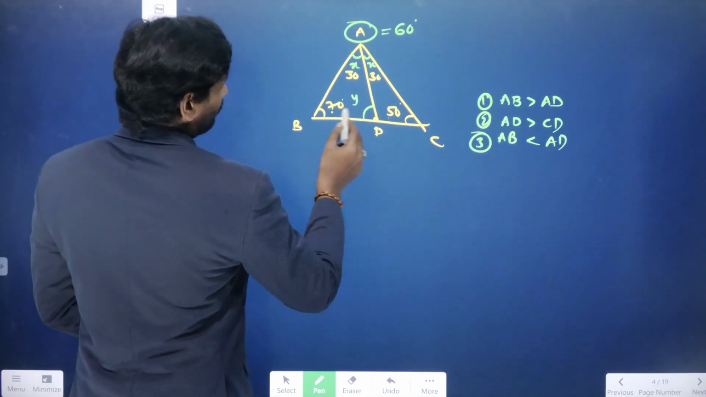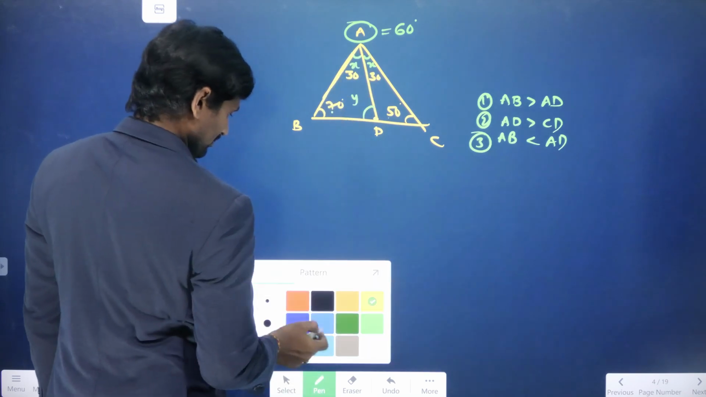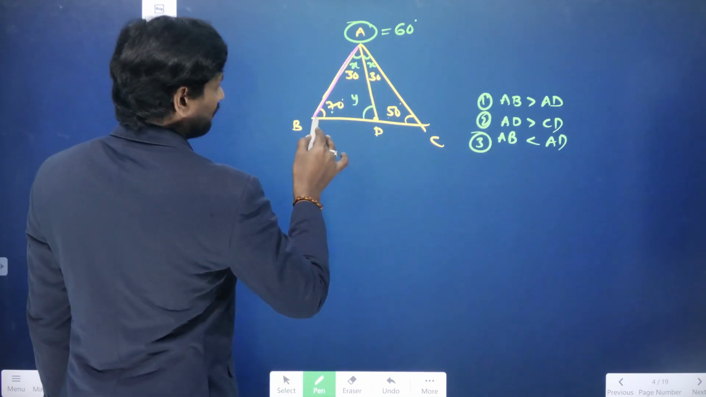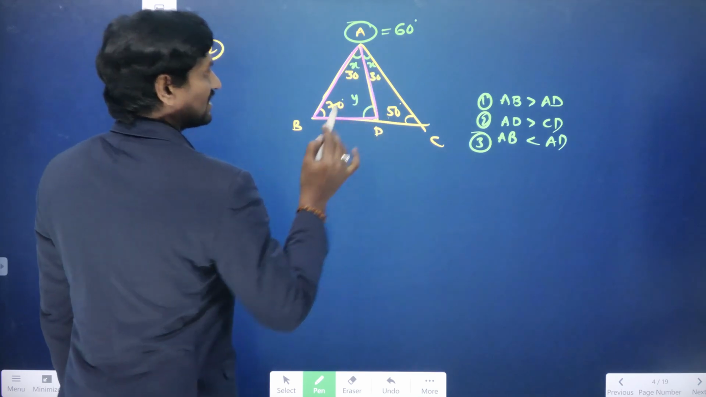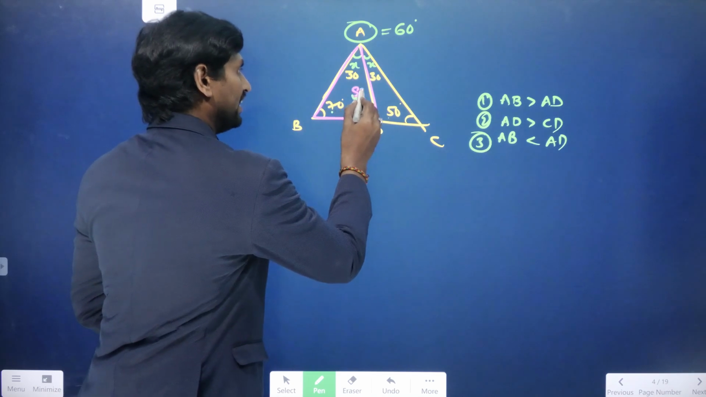Now while you are observing here, what is the value of Y? Y can be 80 degrees in this triangle. That means in the triangle ABD, we know two angles, 70 and 30, that is 100, so Y will be 80 degrees.